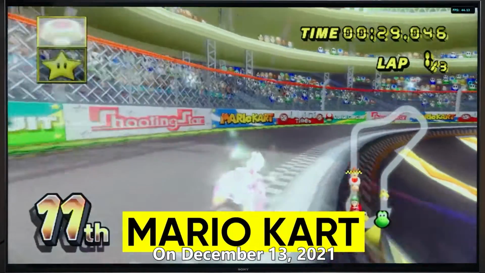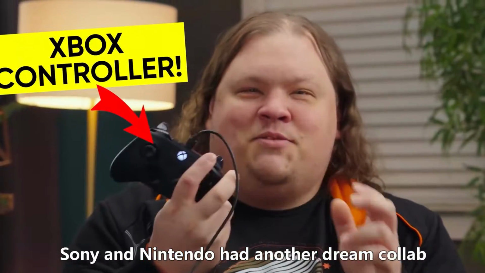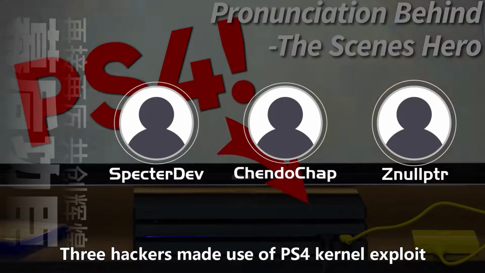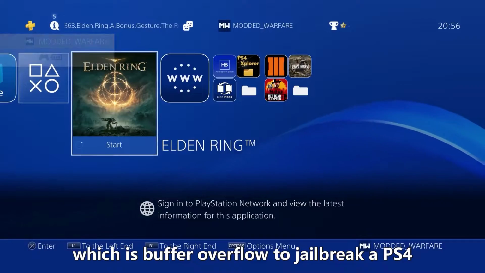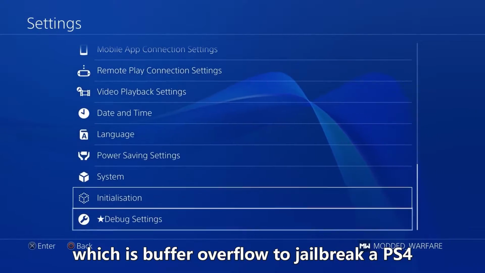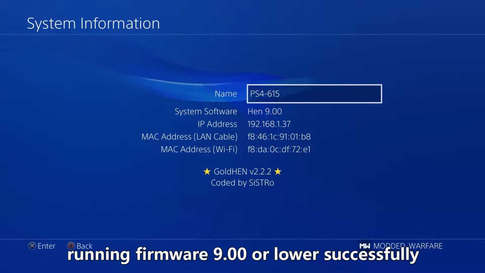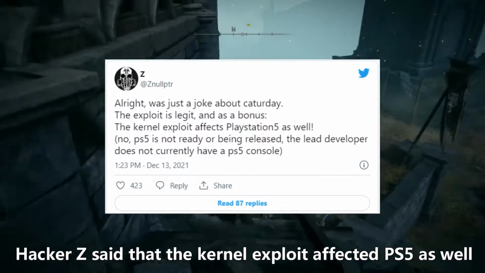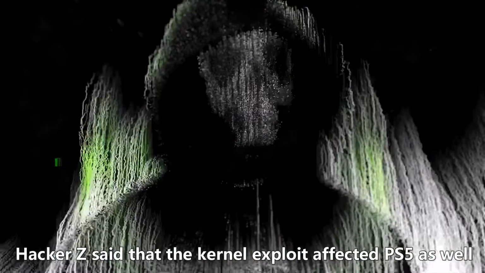On December 13, 2021, Sony and Nintendo had another dream collab. It was hacked again. Three hackers made use of the PS4's kernel exploit, which is a buffer overflow, to successfully jailbreak a PS4 running firmware 9.00 or lower. Hackers said the kernel exploit affected the PS5 as well.